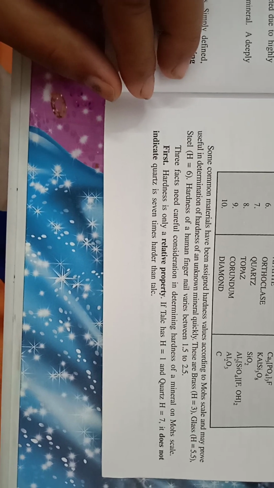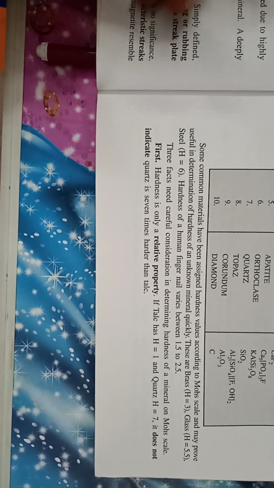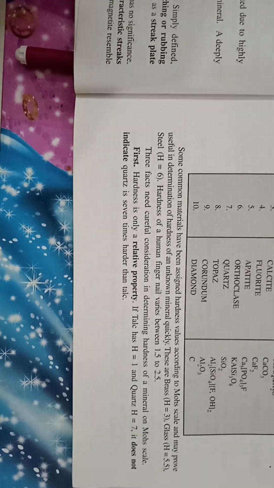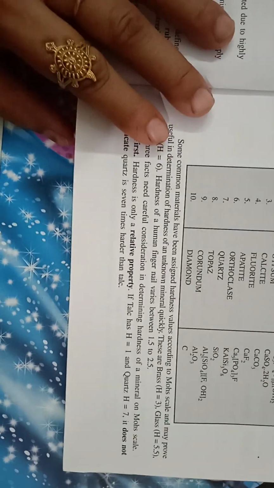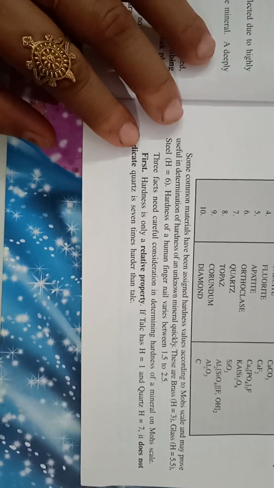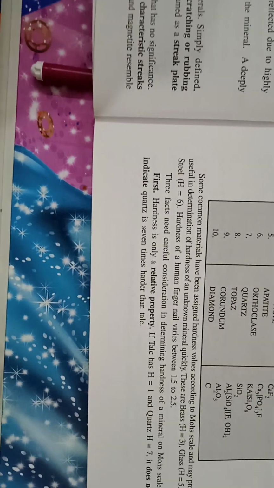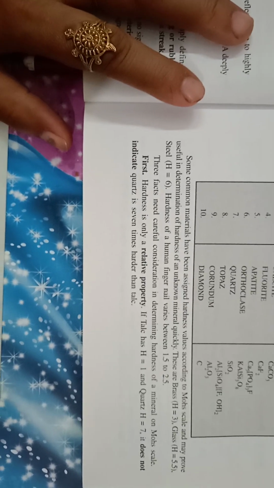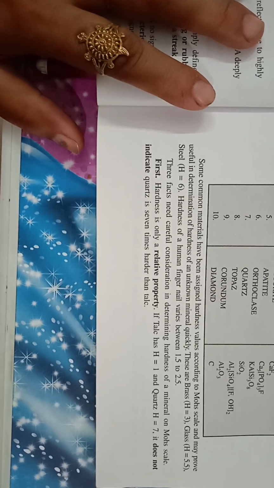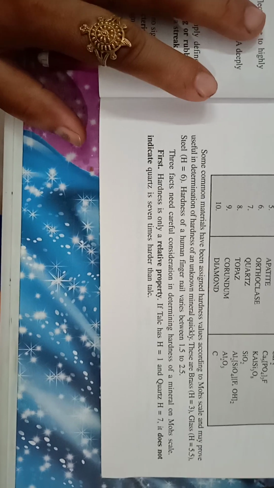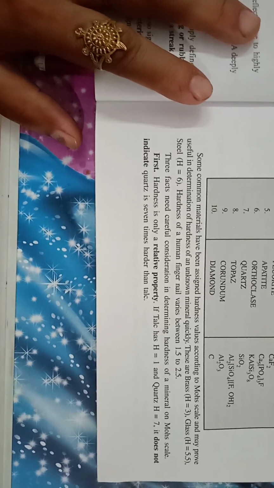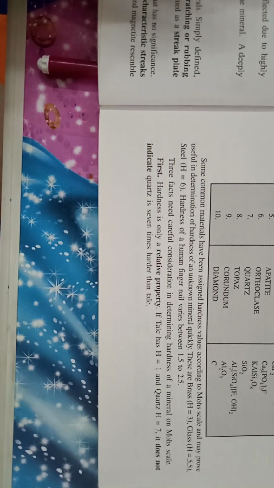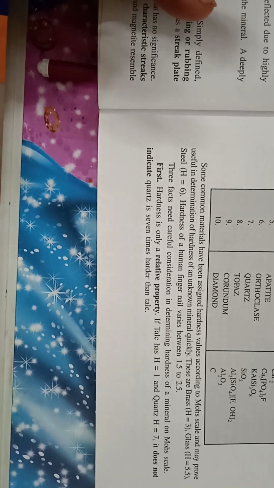First, hardness is only a relative property. Many times in the lab you will find everything but not diamond; you will find that only at a jewelry shop. Three factors need careful consideration in determining the hardness of a mineral on the Mohs scale. First, hardness is only a relative property. If talc has hardness 1 and quartz hardness 7, it does not indicate quartz is 7 times harder than talc.